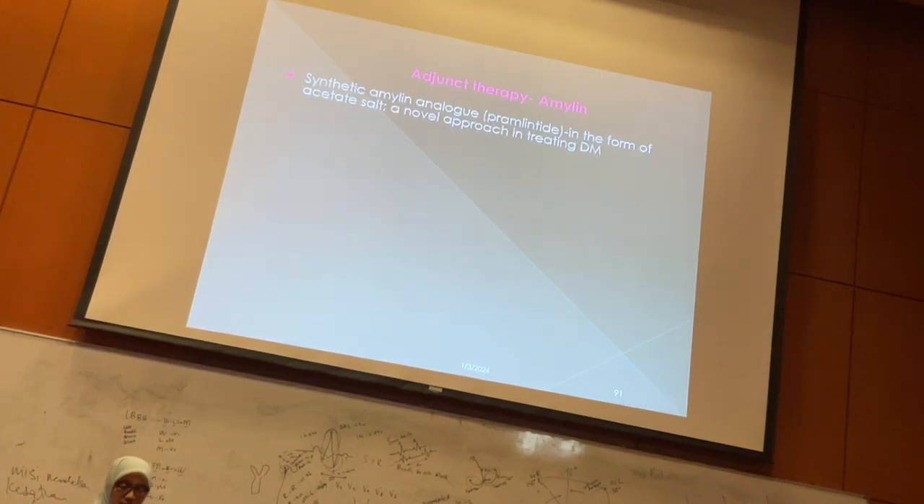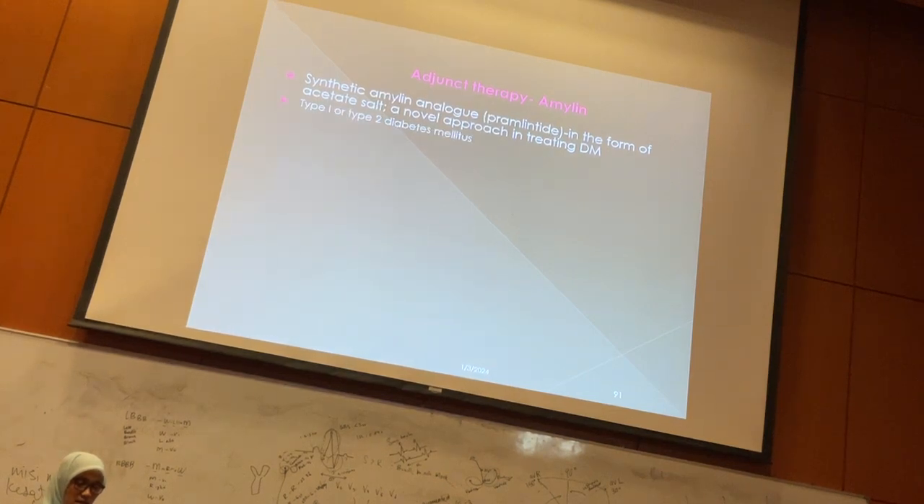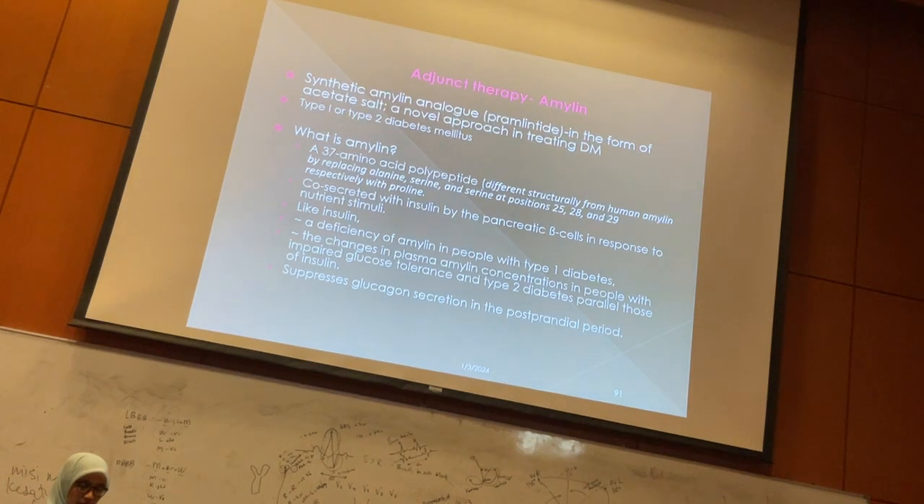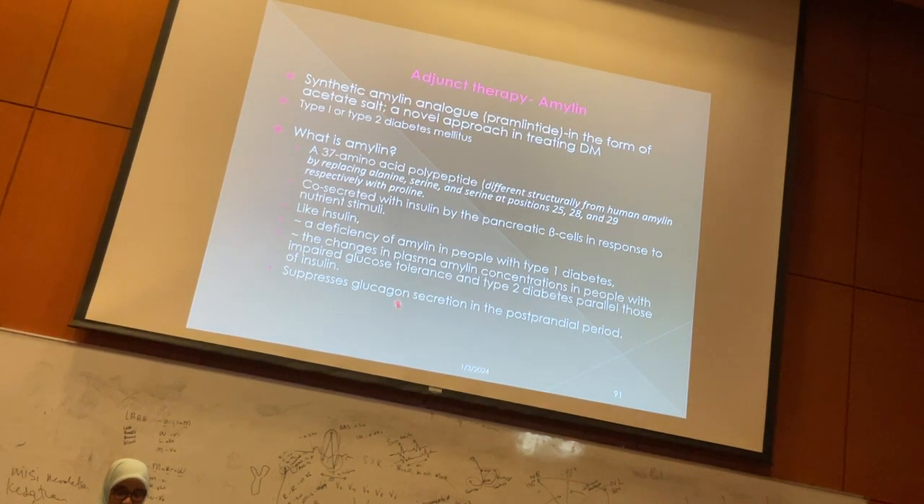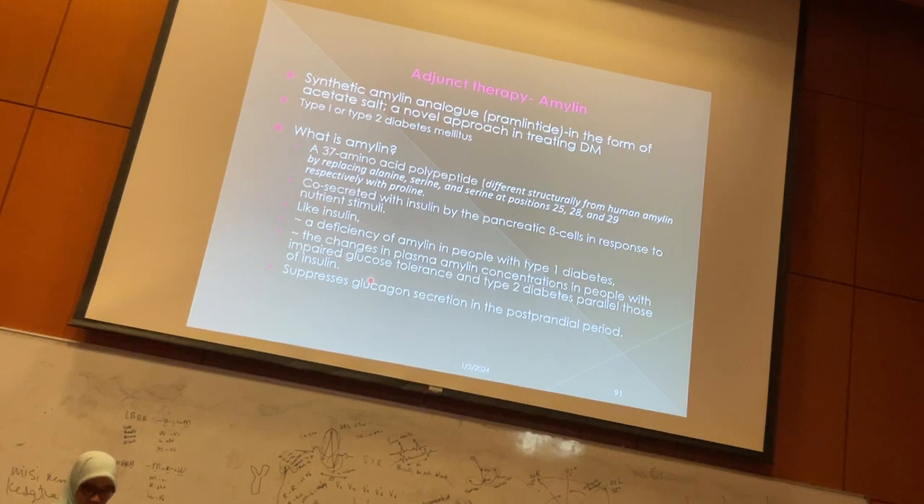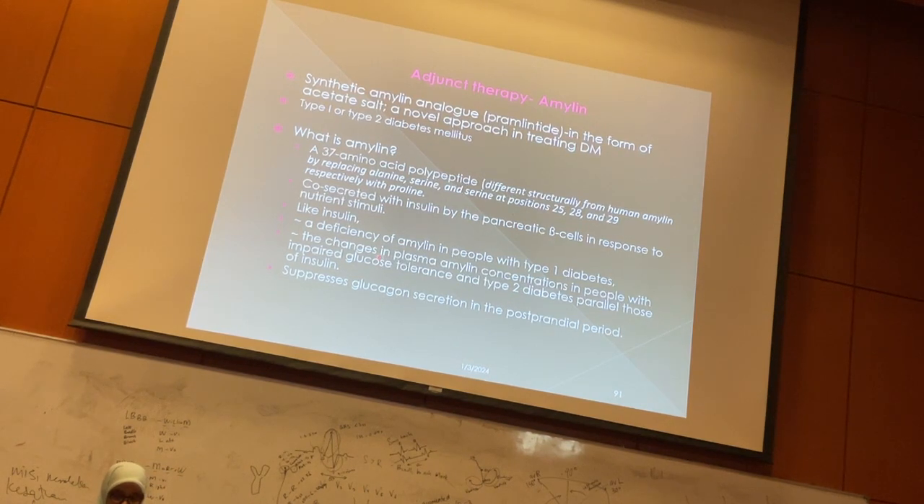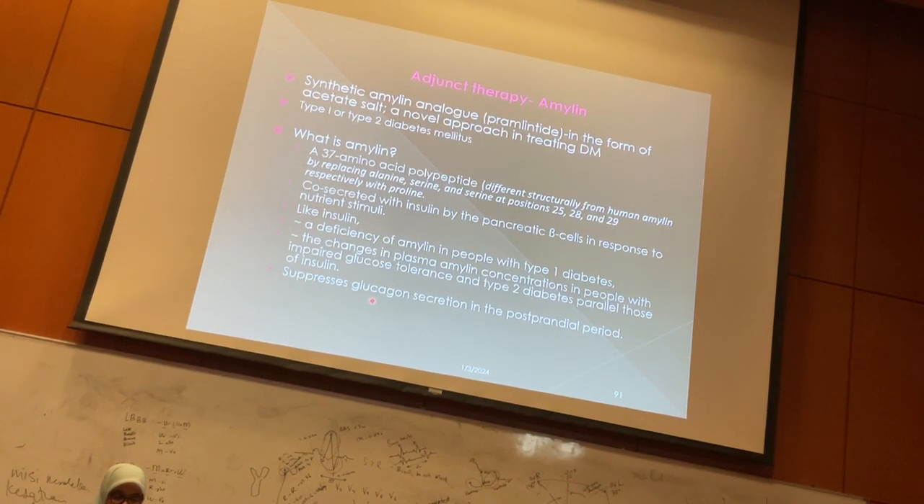Okay. Now, adjunct therapy, amylin. Okay. So, amylin is adjunct therapy, and the only drug that I can find is known as pramlintide. Okay. It is a novel approach in treating diabetes mellitus. So amylin is actually a polypeptide co-secreted with insulin. Okay, and like insulin, there is some deficiency of amylin in people with type 1, and there are changes in concentration in people with type 2 as well. Okay, and it suppresses glucagon secretion in the postprandial period. Okay, so that is the role of amylin.